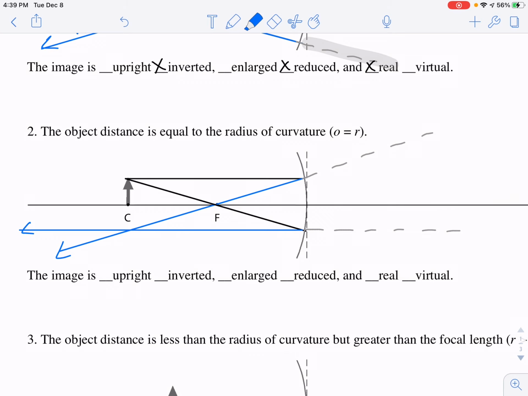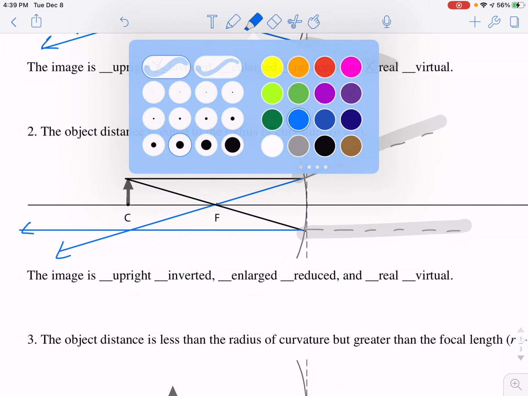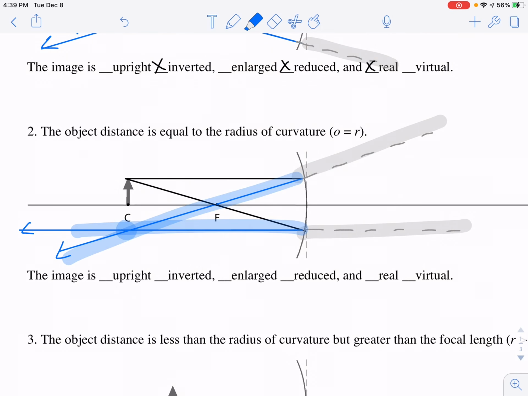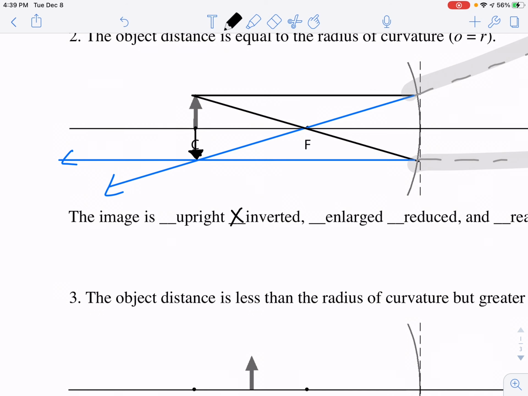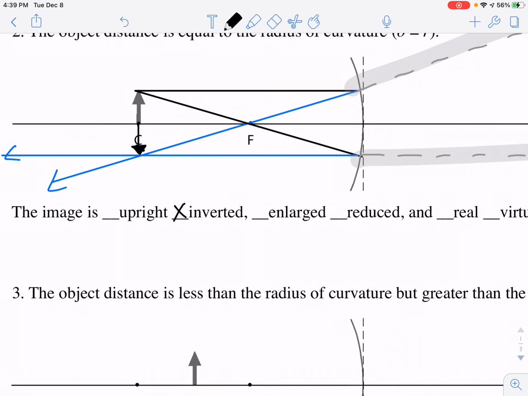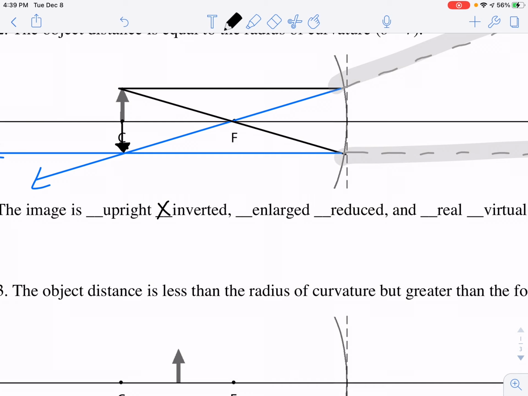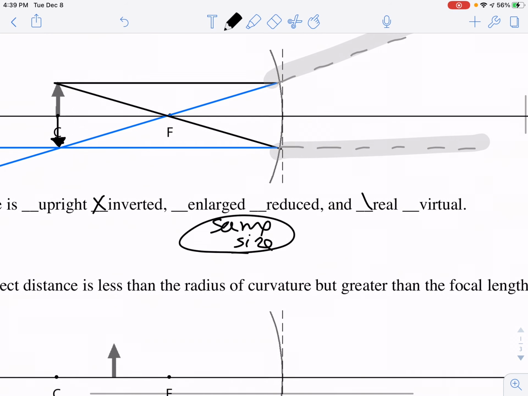You'll notice your back rays again have diverged. They're spreading apart. And your reflecting rays have converged at that point right there. We draw our arrow to that point. We can see we have an inverted image because the image is upside down. And it's not really enlarged or reduced. I'm going to say it's about the same size as the original object. And again, it's real because it's in front of the mirror.